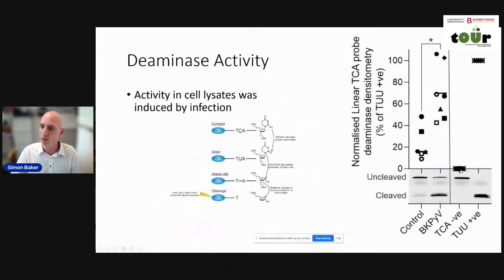And what we found was there was a strong increase in activity of Apobecs in our infected cell cultures. We could detect that by the increase in the presence of this cleaved band. And on the side here are negative and positive controls, respectively.